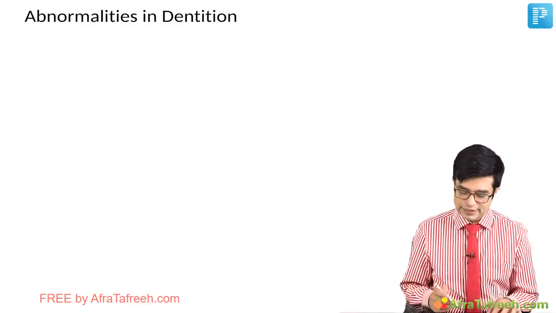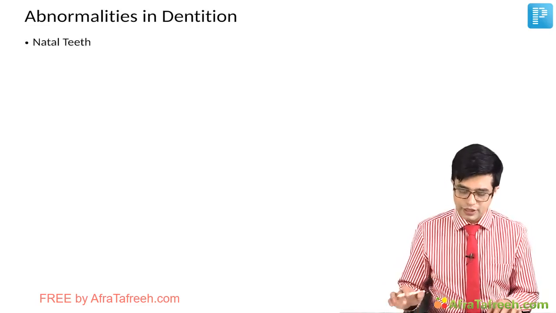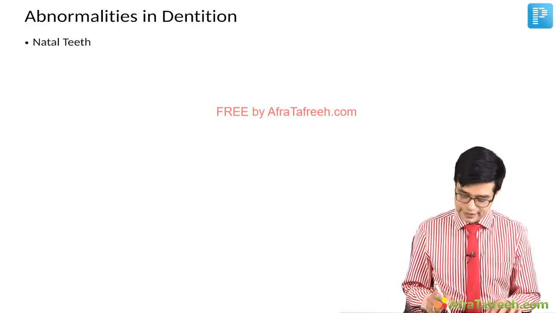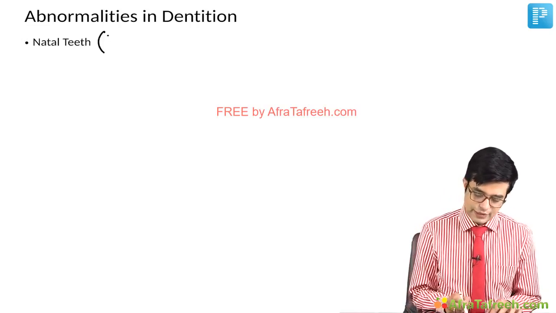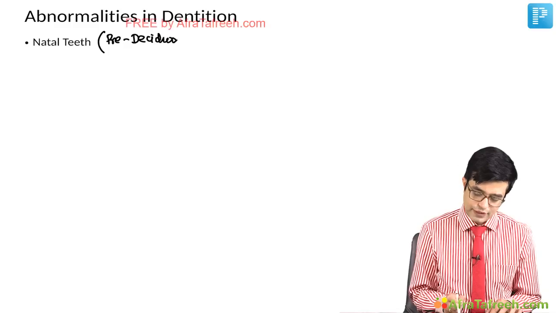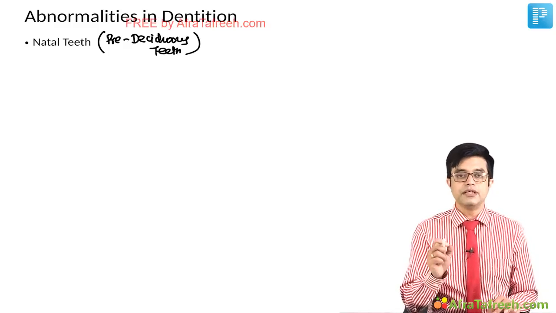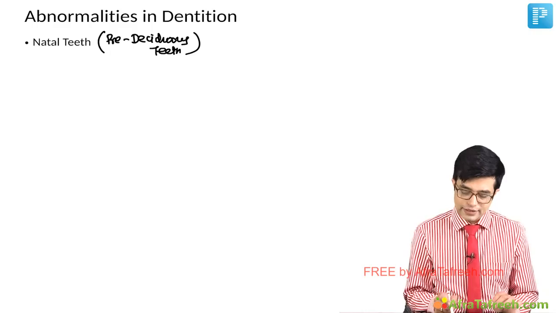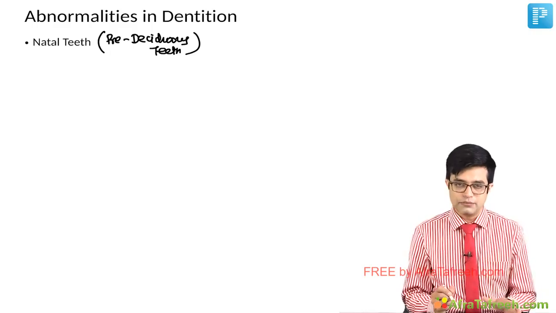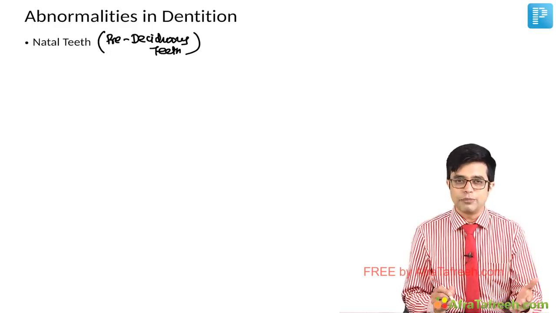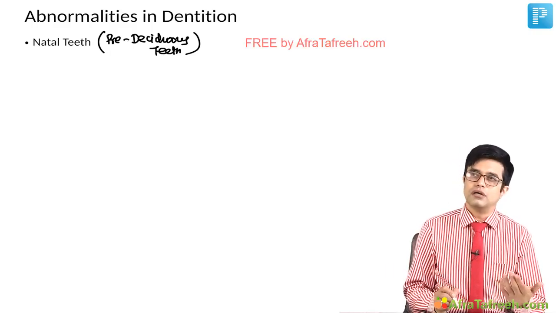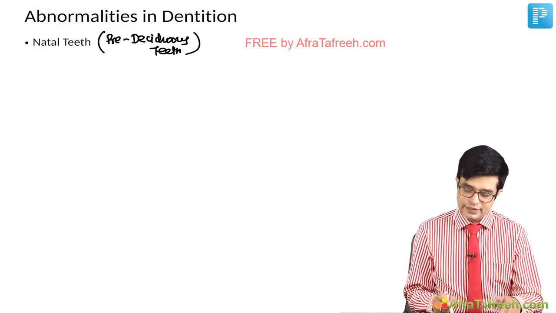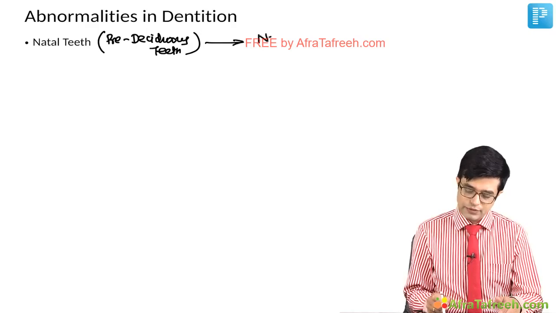Now, what are the abnormalities in dentition from an entrance point of view? First, you have the natal teeth. Natal teeth are also called predeciduous teeth. Some children are born with teeth. They have eruption of tooth even in the neonatal period. We call it natal teeth. Natal teeth by itself is not a problem. It is considered a self-limited phenomenon and they tend to go away in a few days. Natal teeth can be a normal variant in most cases.